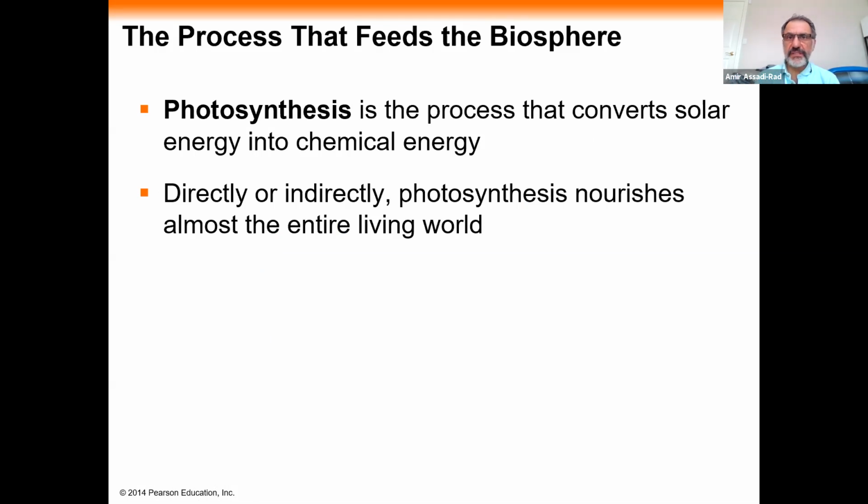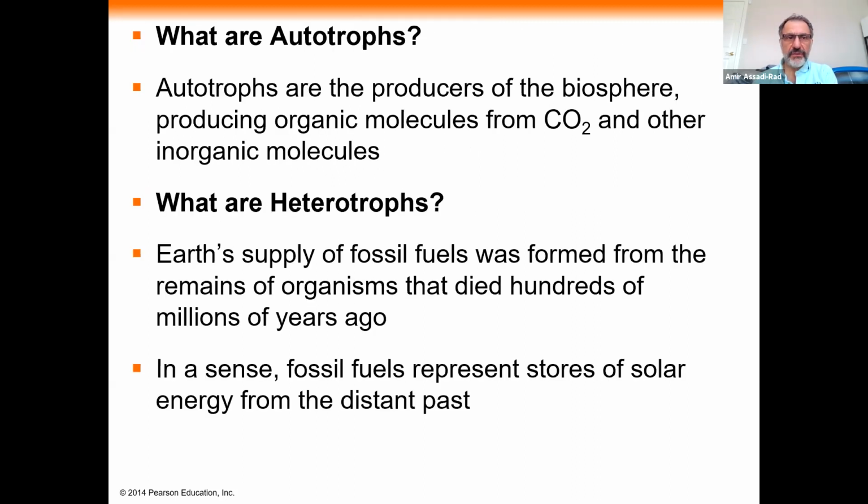So the process that feeds the biosphere, yes, we are depending on photosynthesis heavily, is a process that converts solar energy into chemical energy, and directly or indirectly photosynthesis nourishes almost all living organisms. Autotrophs are organisms that make their own food. Heterotrophs are organisms like us. We depend on autotrophs or other heterotrophs. We do eat animals. We are omnivores. So that's what heterotrophs are.